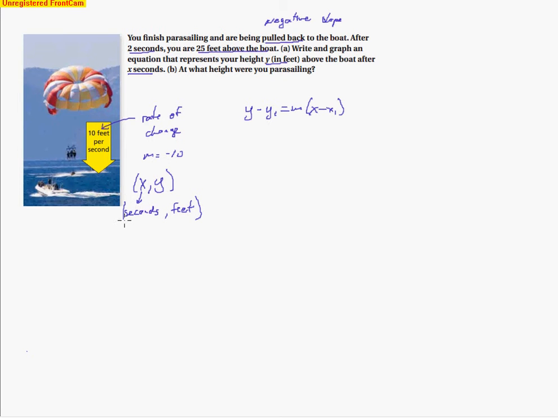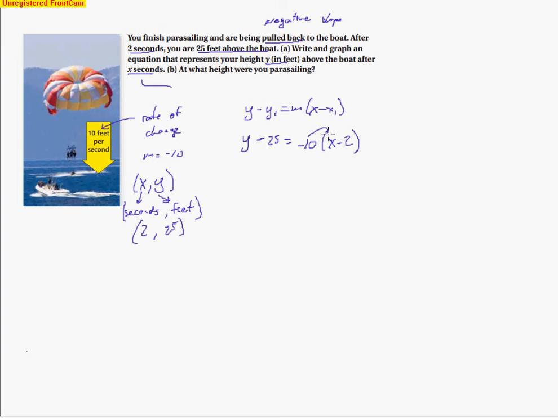I could also get that from the slope. Notice the slope is feet per second. Y to x. Rate of change is always rise over run. So y is feet, x is seconds. So that tells me that I've got my 2 seconds is the x component, 25 feet above the water is the y component from right here. So now I can substitute in. I've got y minus y1, which is 25, equals the slope, which is negative 10, times x minus 2.